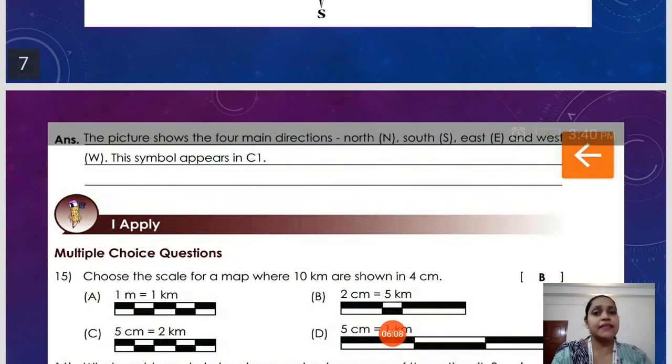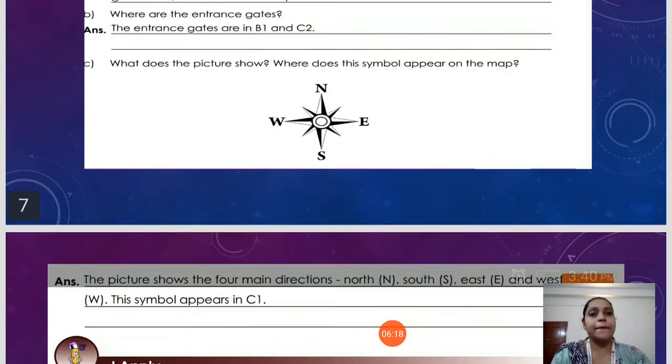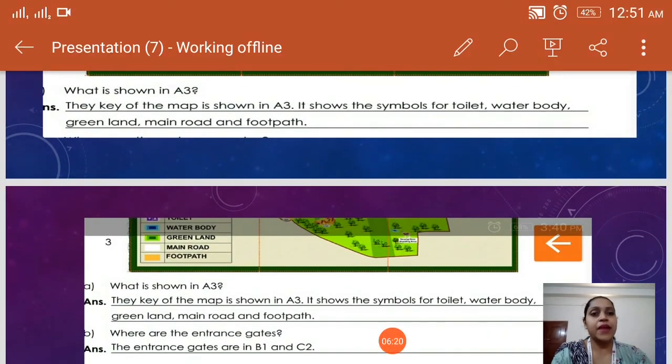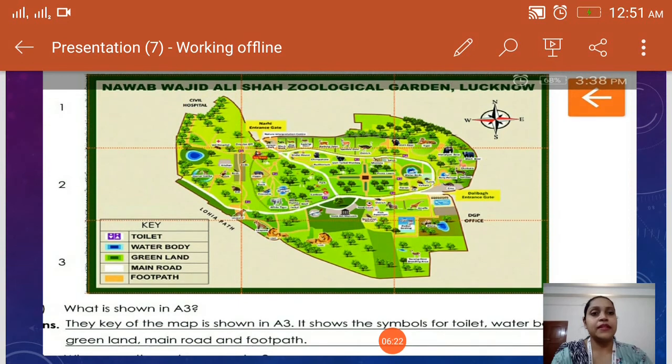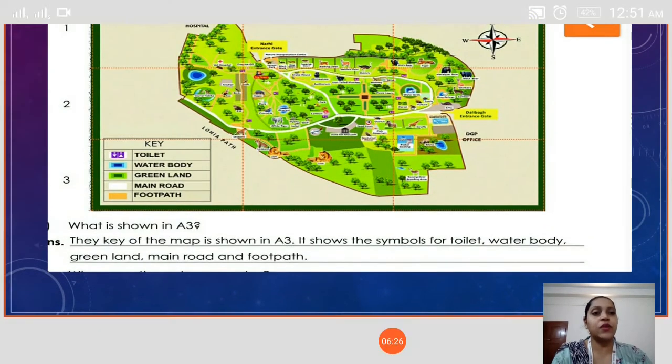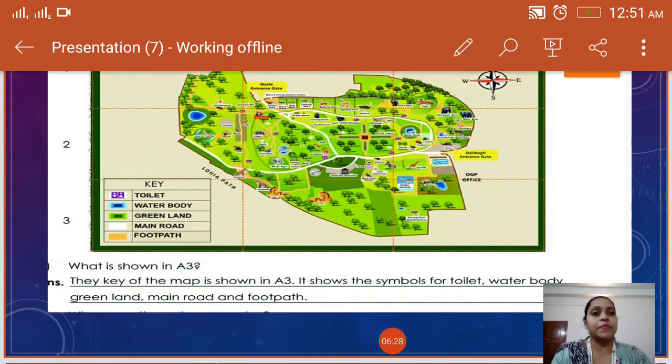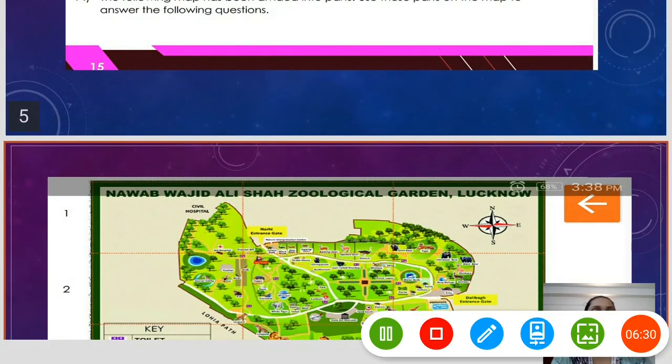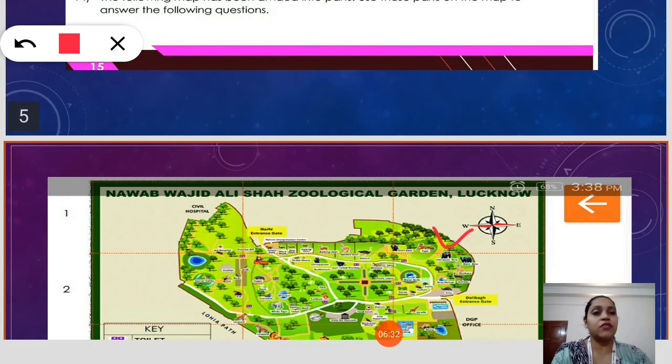The correct answer is the picture shows the 4 main directions: north, south, east and west, and this symbol appears in C1 in the map. Okay children, in the map this symbol appears in C1. Okay, can you see here? Yes, it appears in C1. Just one second, it appears in this column and this is C1.